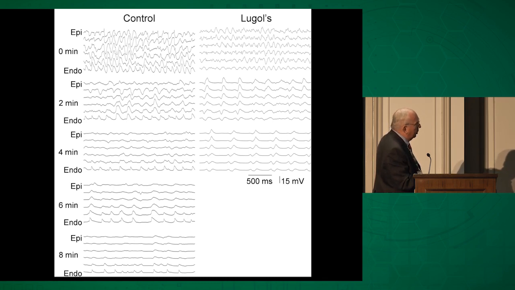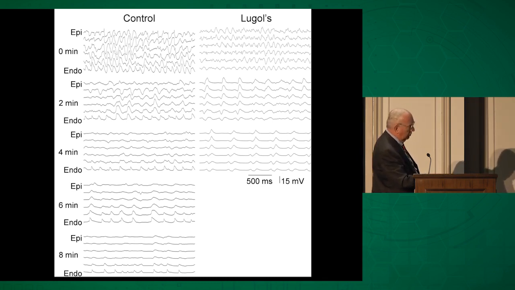We saw slowing activation that looked like it was going transmurally. And also notice that this VF stopped spontaneously between 4 and 6 minutes, while in the control it went on for between 8 and 10 minutes. And we saw that in all of the animals.